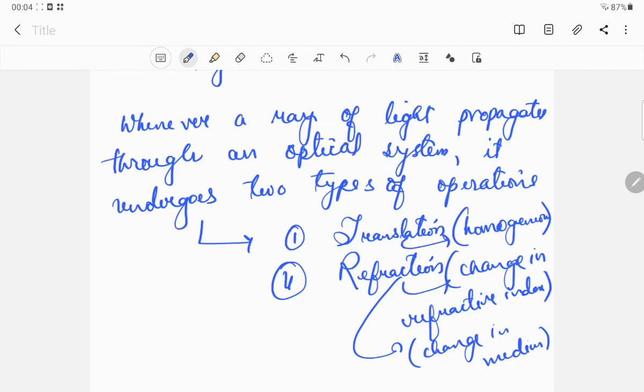So translation means it is homogeneous, there is no change in the medium. Now in the next video we will discuss the effects of translation, then the effects of refraction, and how we convert them into the matrix method. That thing we are going to discuss.